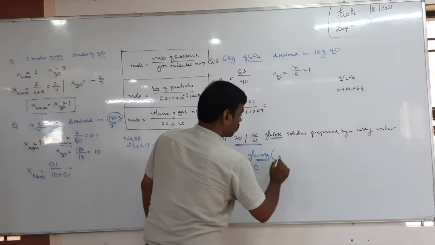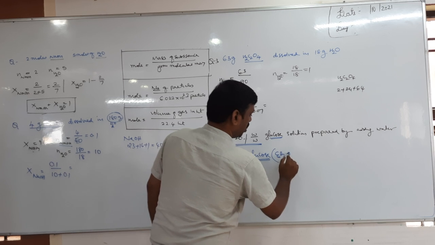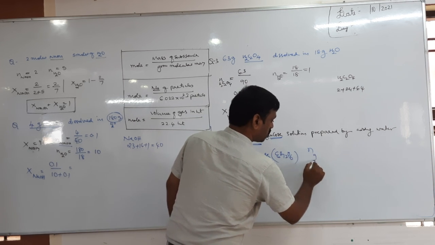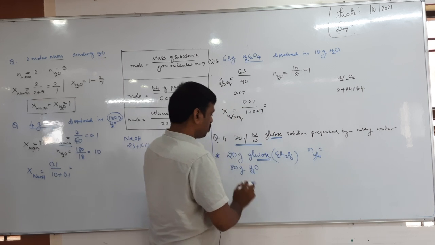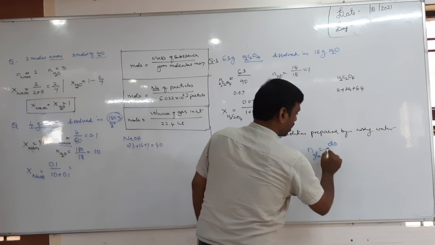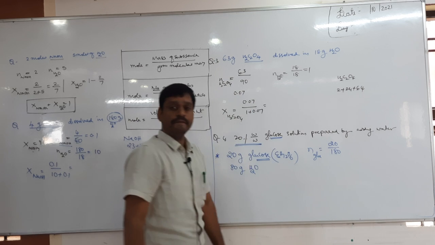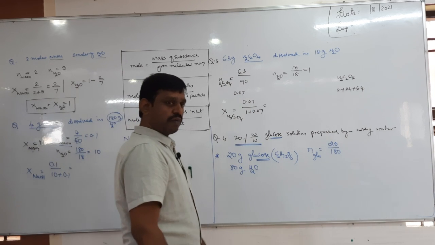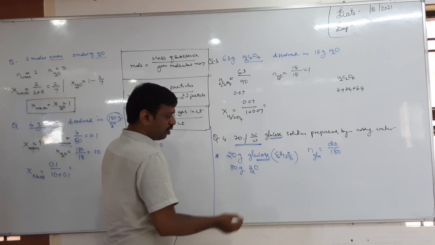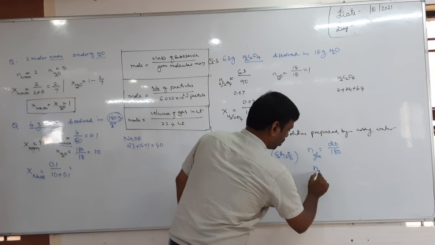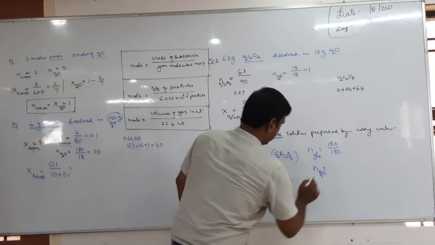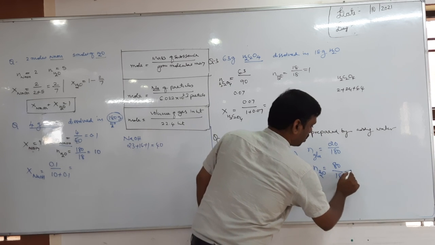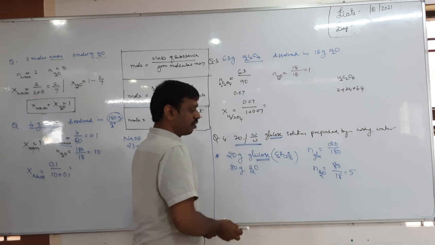What is the formula of glucose? C6H12O6. Therefore, calculate the number of moles of glucose. Number of moles of glucose equals 20 divided by molecular mass, which is 180, so 1/9. Next, number of moles of water equals 80 divided by 18. We'll get about 5.